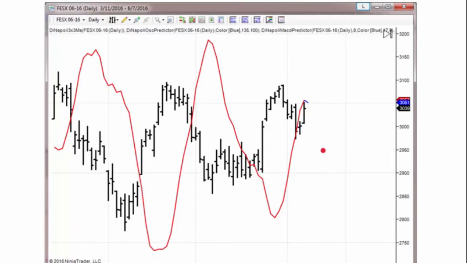Just another trade on the Euro Stock 50. We had a daily sell, which actually didn't have.